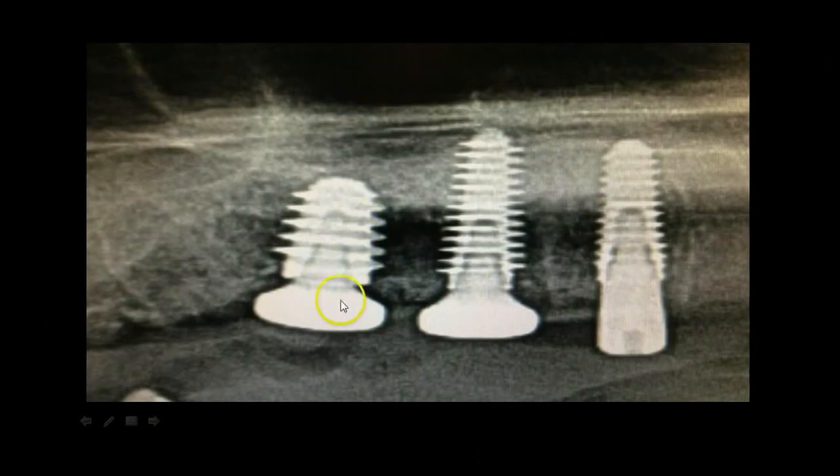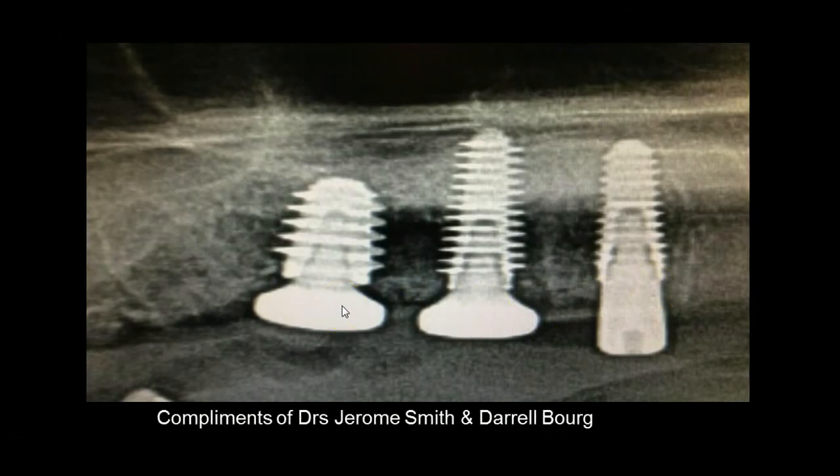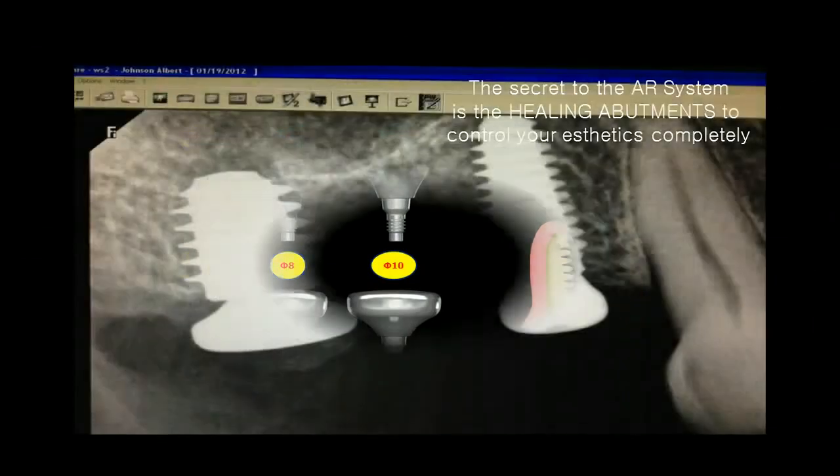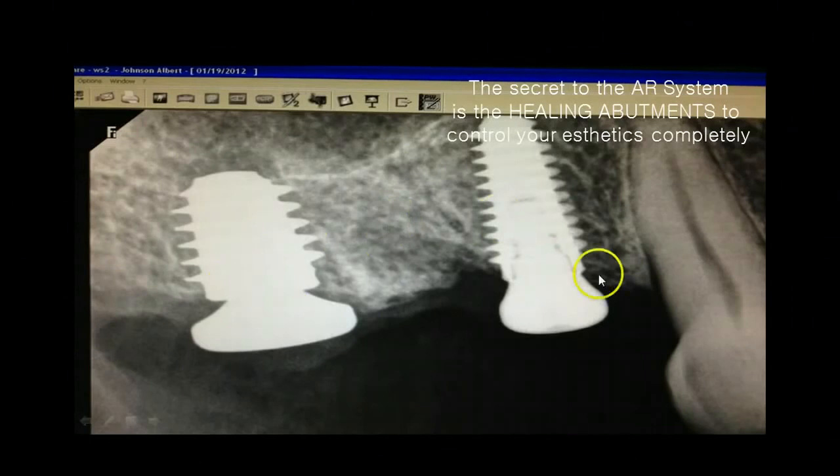I'm just pointing this x-ray out to you to show how the healing abutments are key in your soft tissue training and basically your emergence profile. Again, compliments of Jerome Smith and Dr. Darrell Berg. So the secret to this system is really the healing abutments and how to use them. Again, 4, 5, 6, 7, 8, and 10 millimeter flares. As the tissue heals, you want to start with a small healing abutment to give the area more circulation in the soft tissue itself, because you don't want to compromise the blood circulation in the tissue either. But then as time goes on and the tissue matures, all you do is switch out the healing abutment to a little bit bigger and a little bit bigger to the emergence profile that you want. That's again, controlling your aesthetics that way. Again, this is a good example of those.